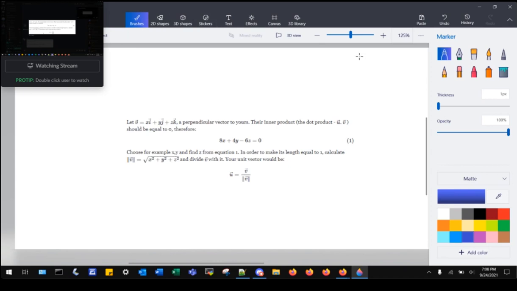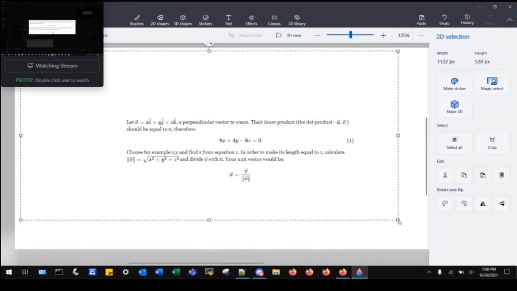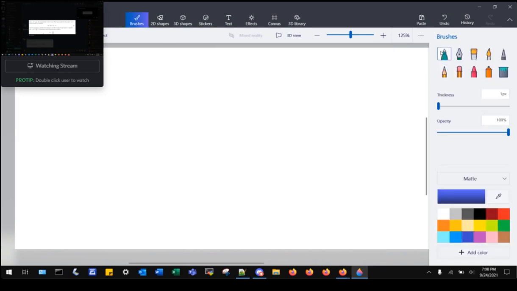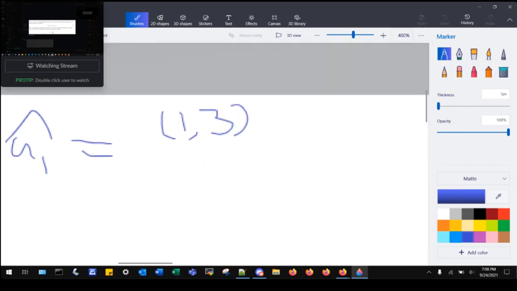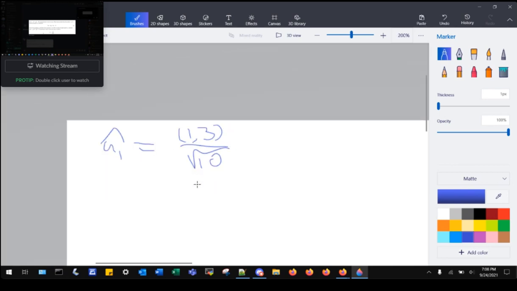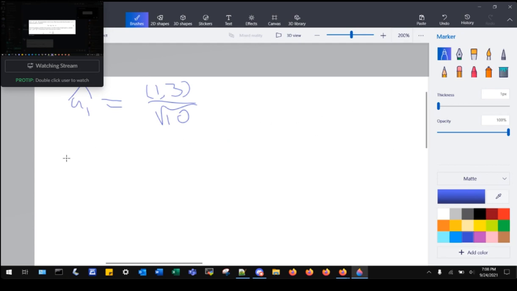I can just tell you, since we already put them. So lowercase u1 was 1, 3 over square root of 10. And for u2, it was 2, 1, 2 over 3. Yes.